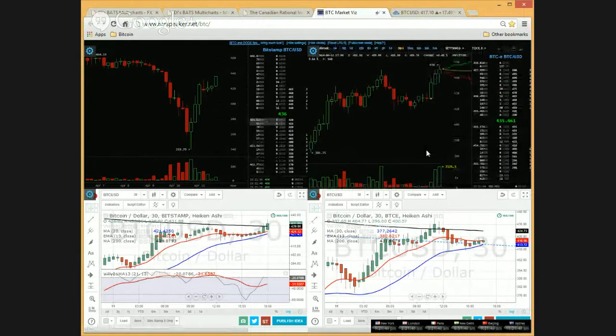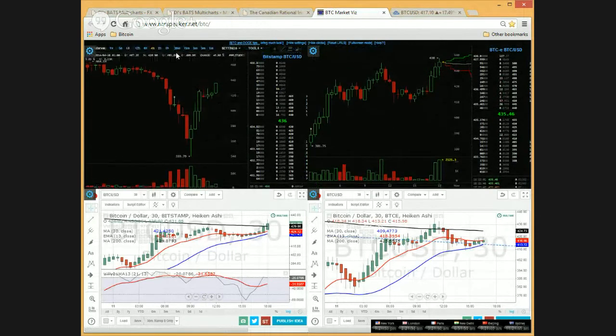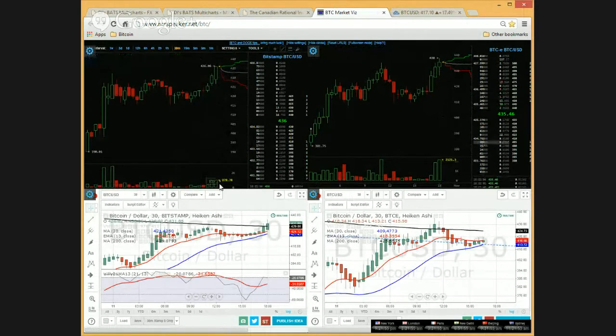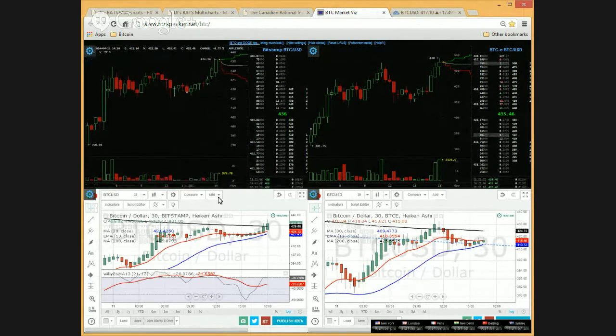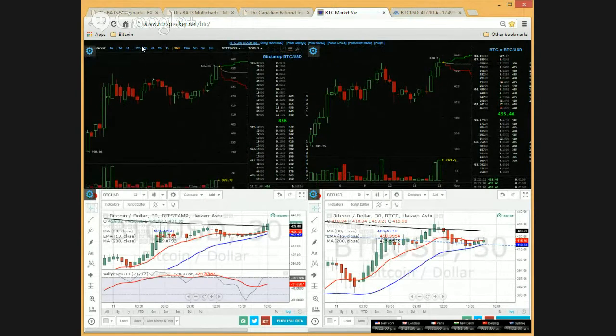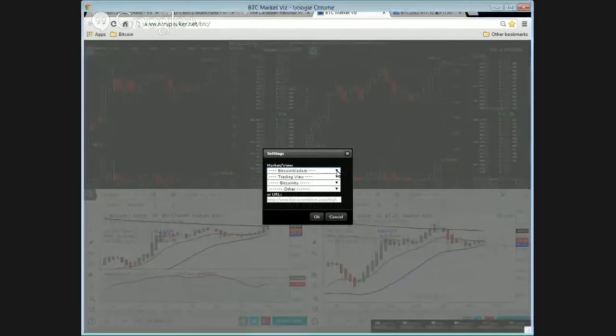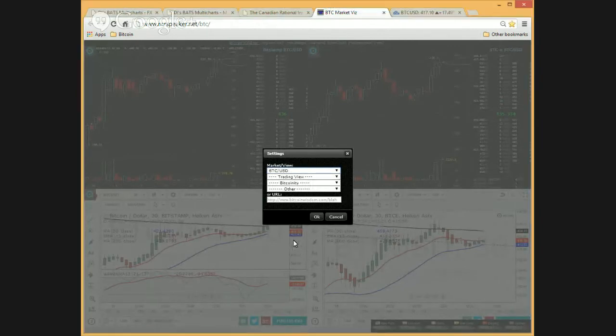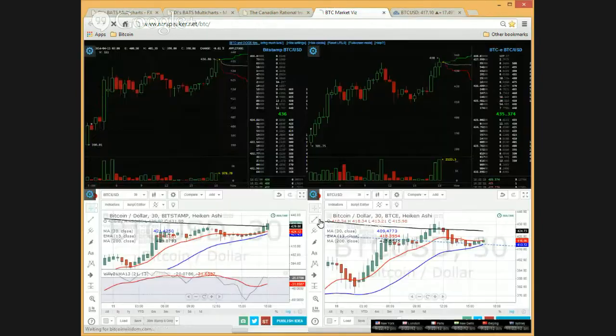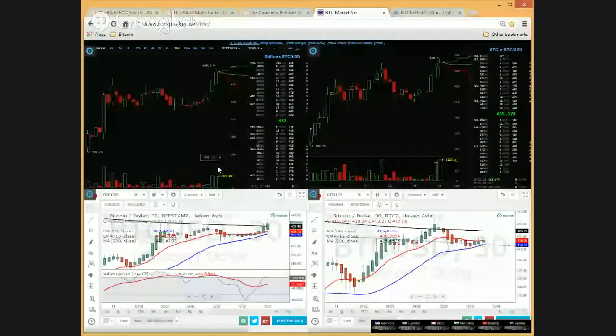Look at the volume coming in here on BTCE. Volume coming in on the stamp as well, eh? I think this is stamp. You're talking about Bitfinex? Let's see what we got there. I don't think I have this. Oh, wow. Look at the volume. Nice volume.